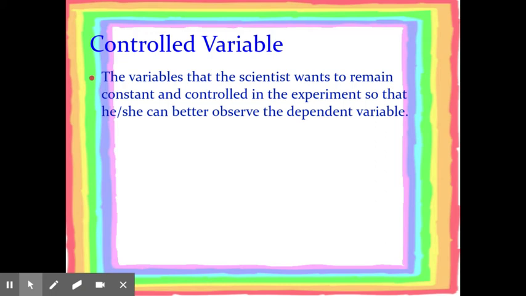So as mentioned earlier, we also have the controlled variable, the variables that scientists want to remain constant and controlled in the experiment so that he or she can better observe the dependent variable. So this is something that you would want to keep in its normal function, normal activity. You don't want it to be different than what it would normally be, so that way you have an accurate comparison. And again, we're going to look at some examples of these.